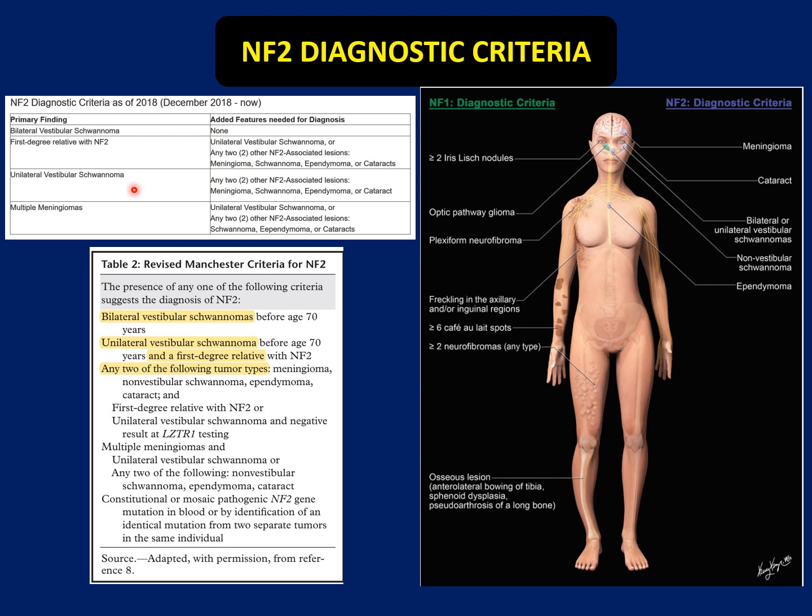A simplified version is given here. Bilateral vestibular schwannoma, straightforward. You don't need to look for anything else to prove it to be NF2. If you see a unilateral vestibular schwannoma, then you need to look for other tumors. If you see multiple meningiomas, again you look for unilateral vestibular schwannoma and you look for other tumors. If there is a first degree relative with NF2, then these are the findings that you look for. So in NF2, there are meningiomas, there are schwannomas, there are ependymomas, and there is cataract.